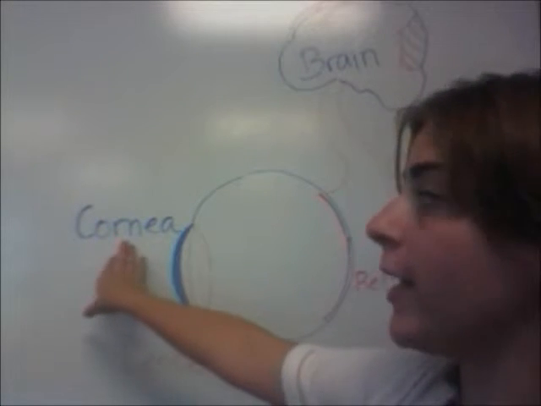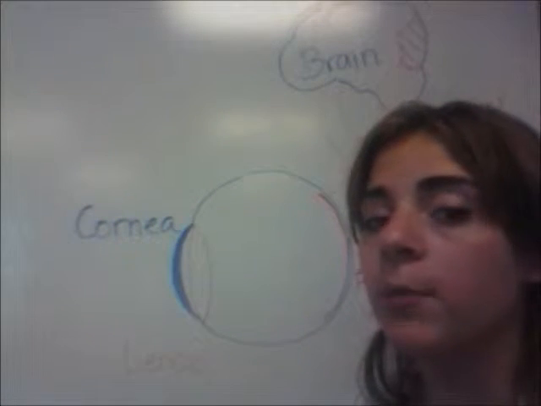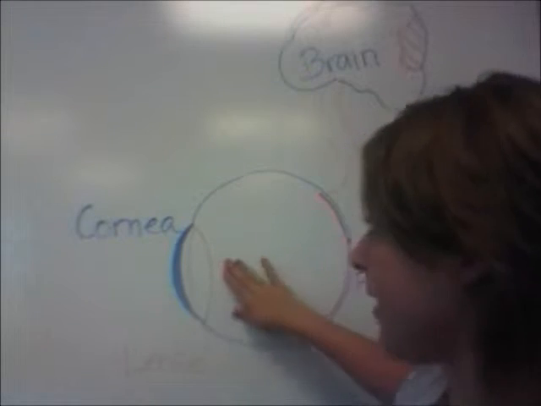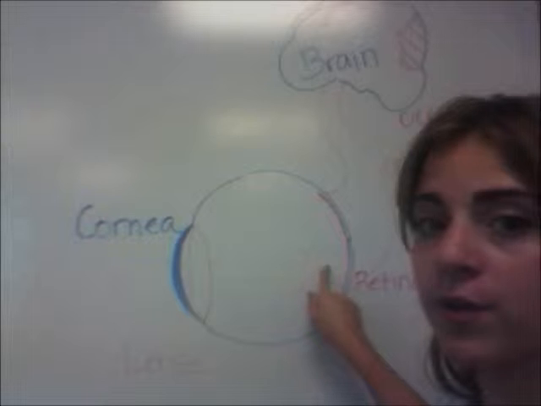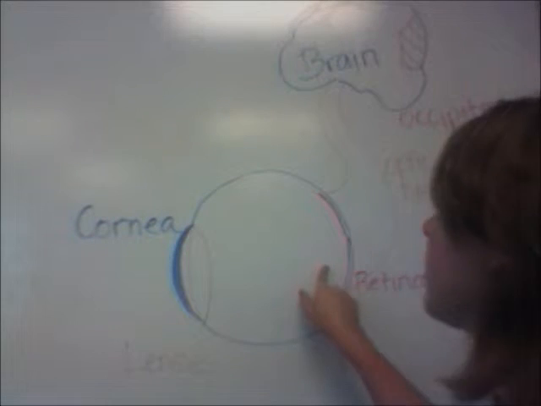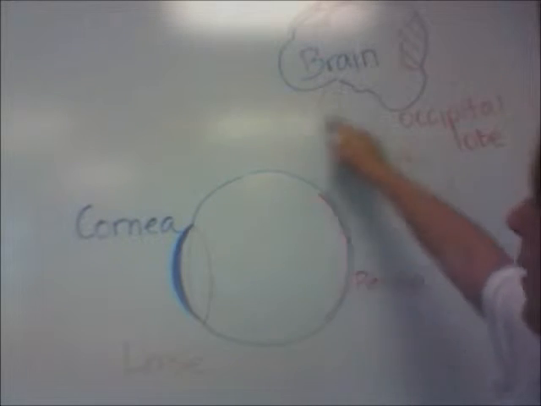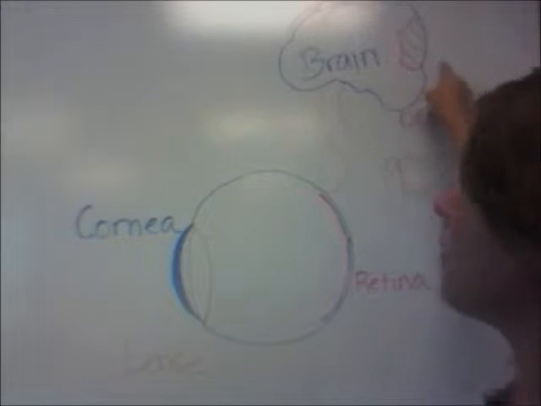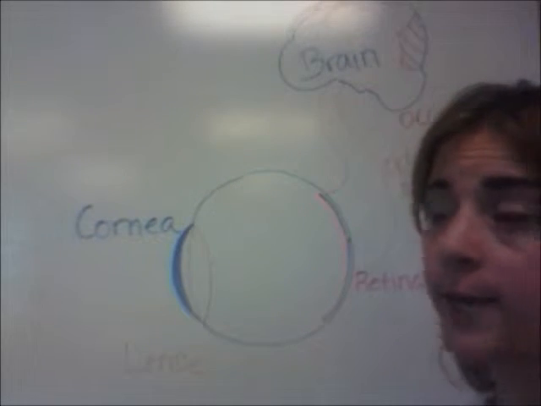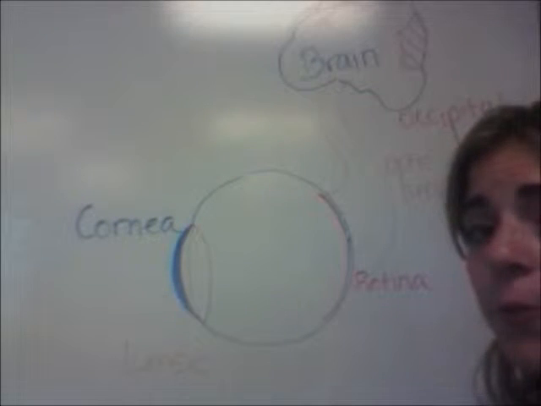Here we have the cornea, which is a transparent covering of the pupil and the iris. Behind it is the lens. In the back of the eye is the retina, which contains the photoreceptors called cones and rods. Connecting the eye to the brain is the optic nerve, and then within the brain, the occipital lobe is the part that's responsible for sight. So we're going to go through a little test run.